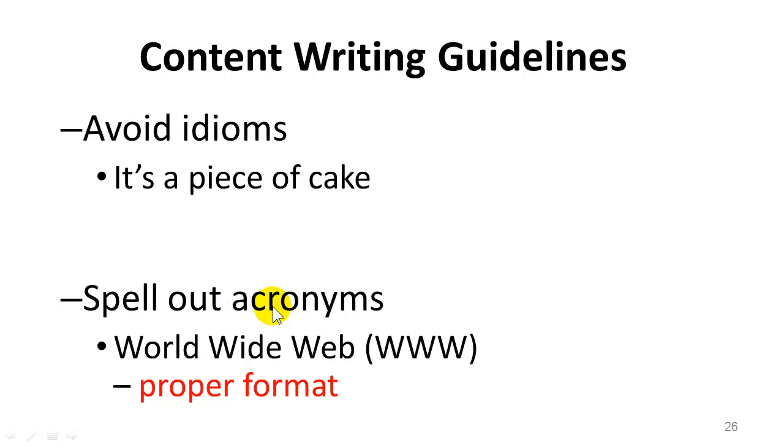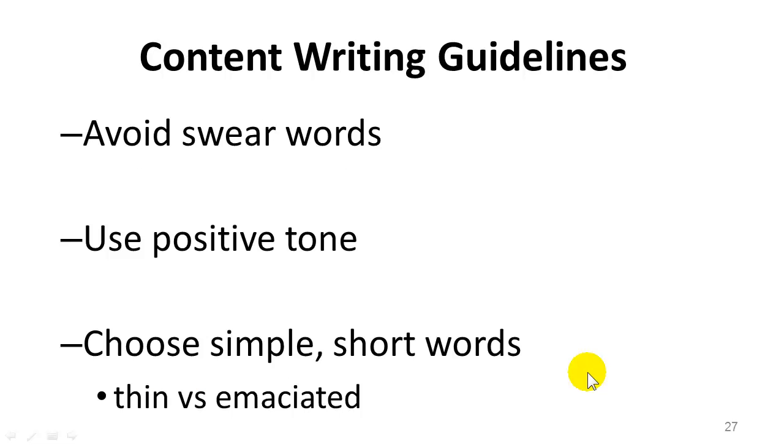Spelling out acronyms. When you're creating content that involves acronyms, the proper format is to spell out the acronym first, in parentheses write the acronym, and from there on in it is considered proper to use it. Don't assume that the user knows what that acronym means. Spell it out first, and this is the way you do it. It is also considered good content guidelines to avoid certain words, to use a positive tone, and to use simple, short words.